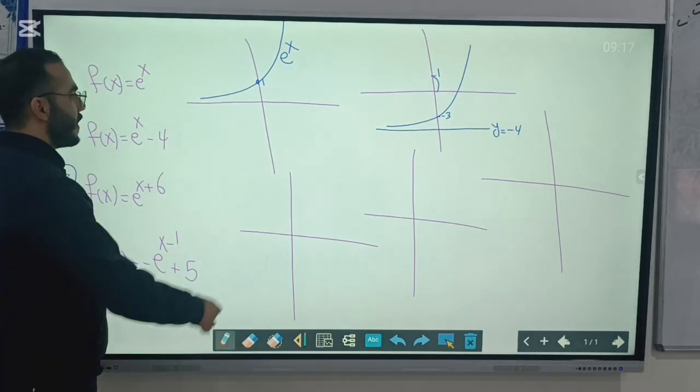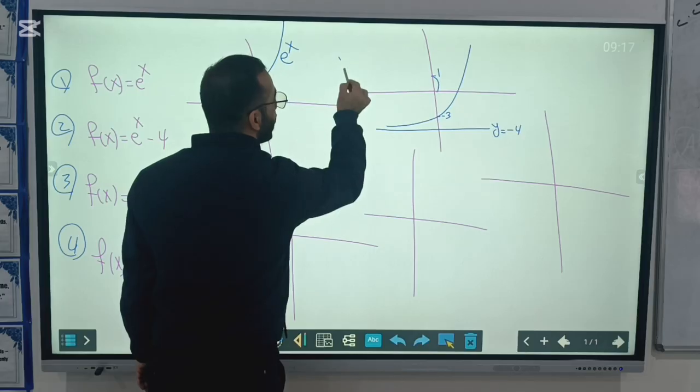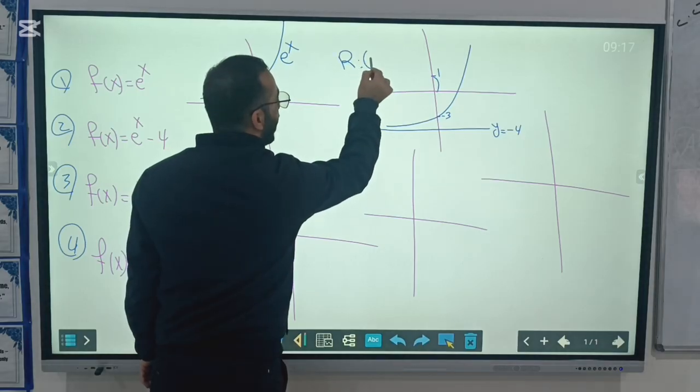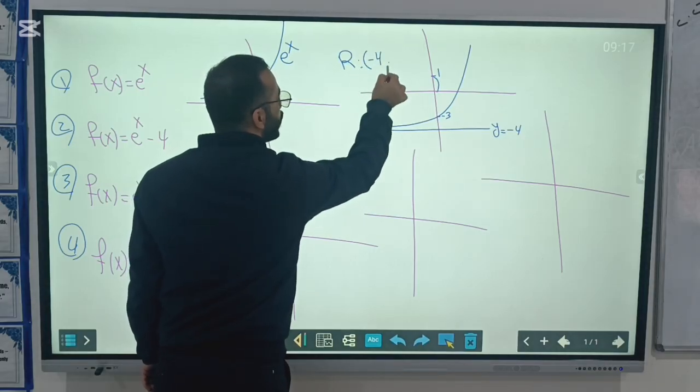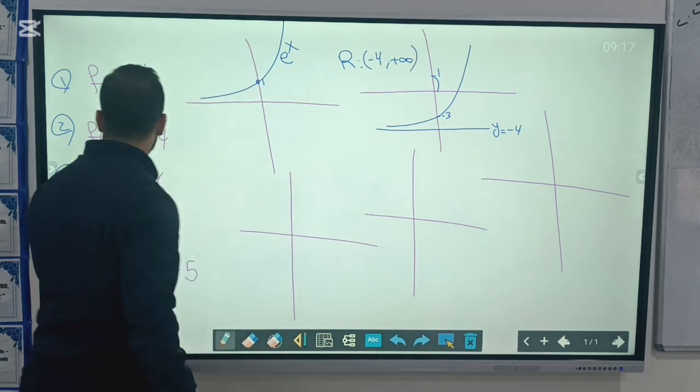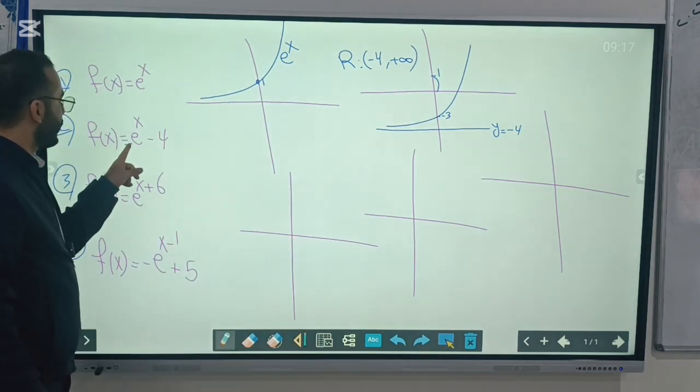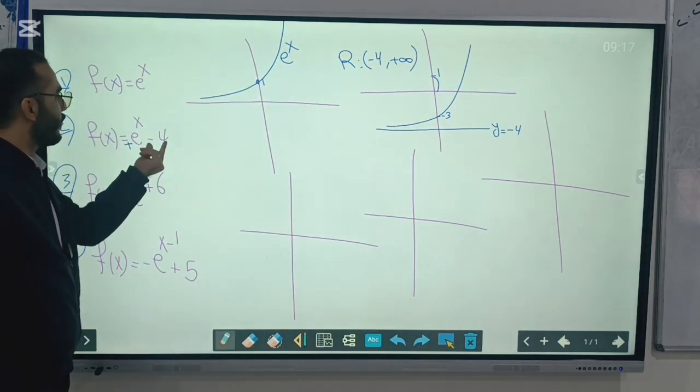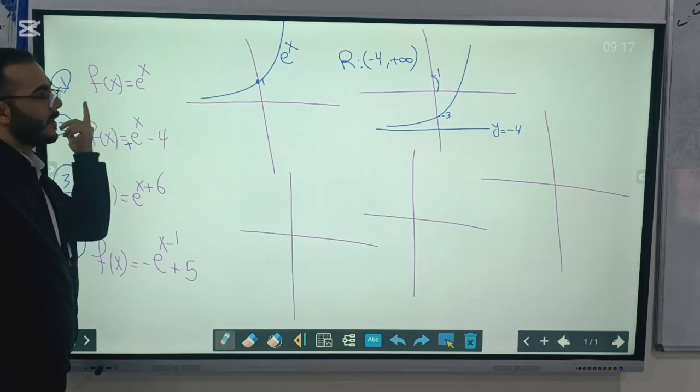And of course, the range here would be from negative 4 to positive infinity. Why? Because since the sign of e is positive, it goes to positive infinity. From where? From that b. Our b is negative 4.